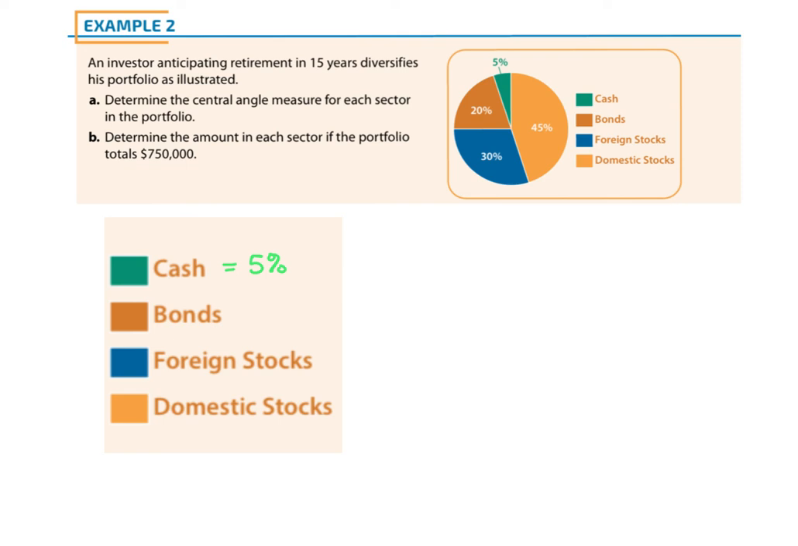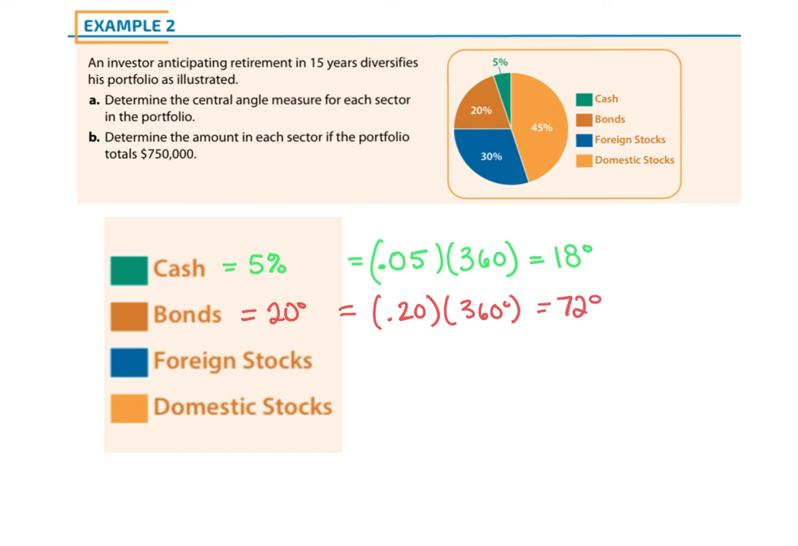Yeah, it's 360 degrees. So if I want to find out what 5% of a circle is, I am going to take 5%, written in decimal form as 0.05, times the entire 360. So that central angle is 18 degrees. Does that make sense? And I'm going to do that for all of these. So I have bonds here. Well, bonds is 20%. So to find out what that central angle is, it's 20% of an entire circle. So this one is going to be 72 degrees.